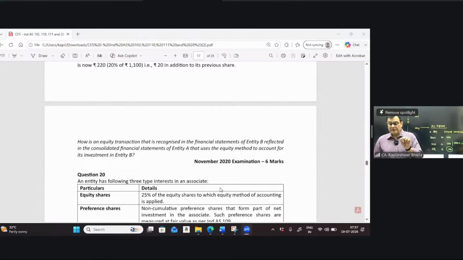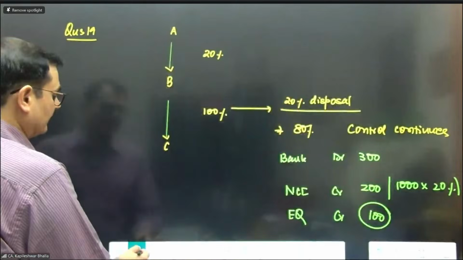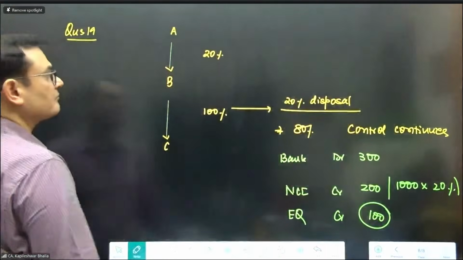How is an equity transaction that is recognized in the financial statements of B reflected in the consolidated financials of A that uses an equity method to account for investment in B? So I think as we read, we have almost solved the question as well. So now in this particular case, we can clearly give the inputs.